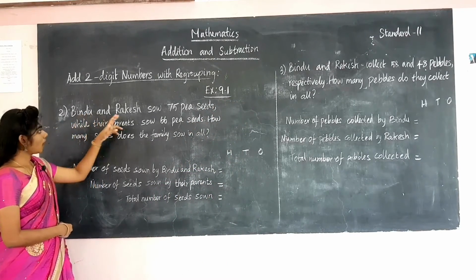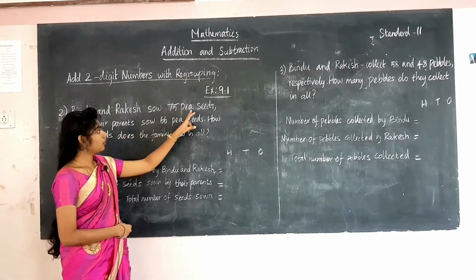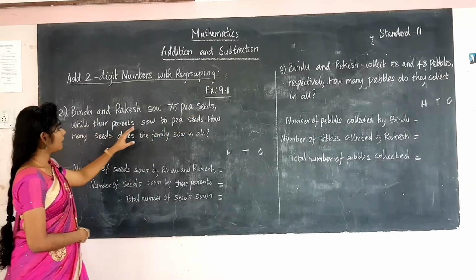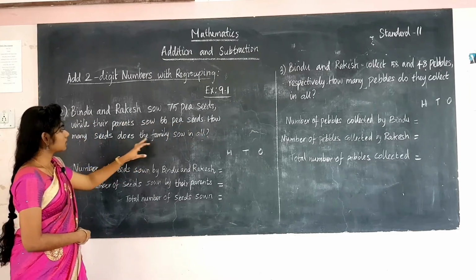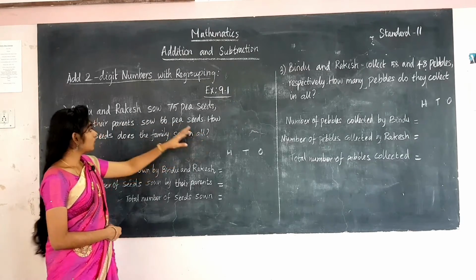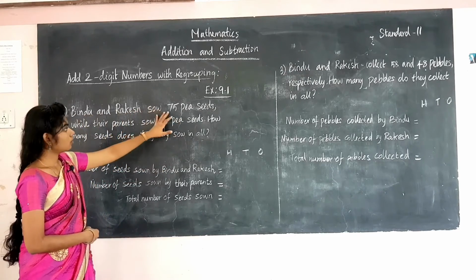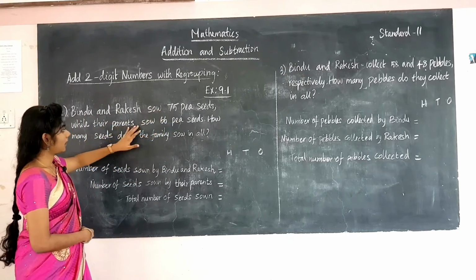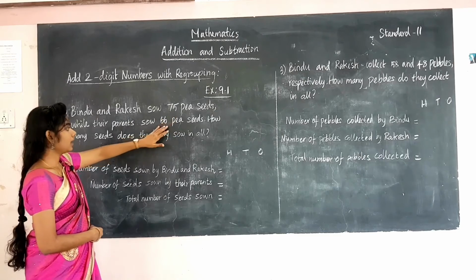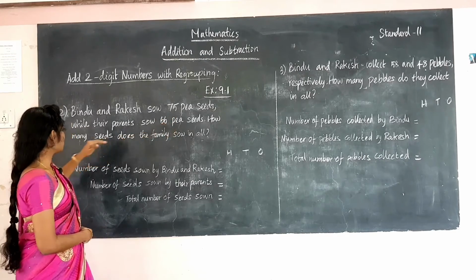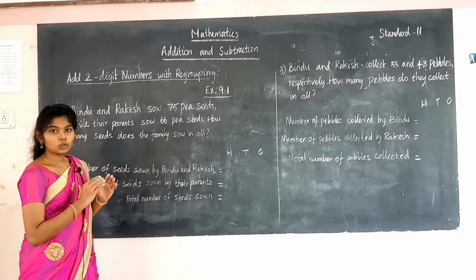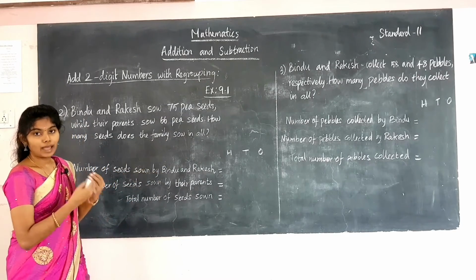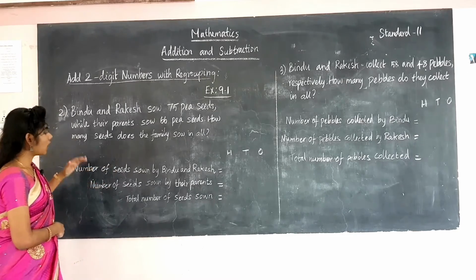See here, Bindu and Rakesh sow 75 pea seeds while their parents sow 66 pea seeds. How many seeds does their family sow in all? So here Bindu and Rakesh sow some of the seeds and their parents sow some seeds, that is 75 and 66. So they asked us to find how many seeds the family sows in all. So we are going to find the total number of seeds that their family sows. To find it, we have to add the numbers.